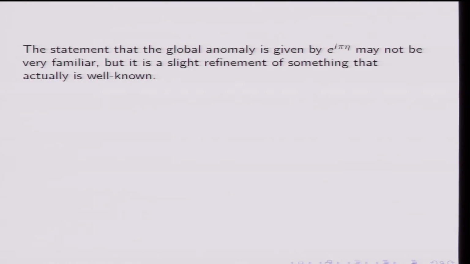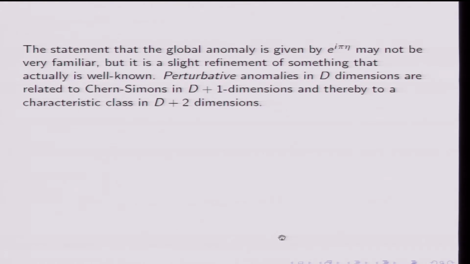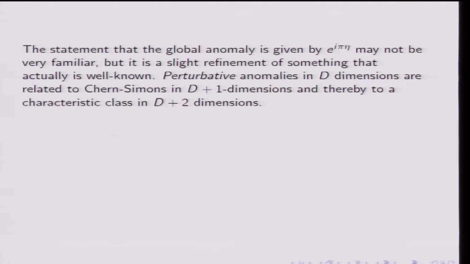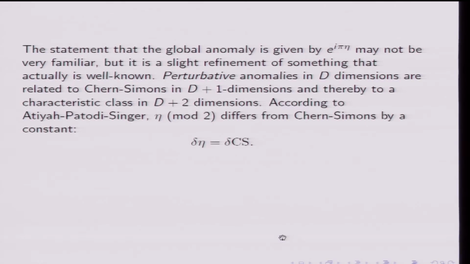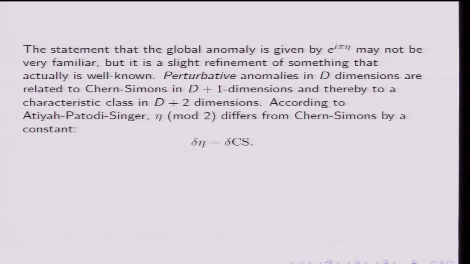Now, it's a general answer, but it's probably not that well known. So therefore, I'll point out that it's a slight refinement of something that probably you're more likely to know. A relatively well-known statement is that perturbative anomalies in d dimensions are related to Chern-Simons in d plus 1 dimensions, and thereby to a characteristic class in d plus 2 dimensions. If you're familiar with that, then my statement about the global anomaly is just a slight refinement. The reason is that according to Atiyah, Patodi, and Singer, eta is almost the same as Chern-Simons. They differ by a topological invariant, meaning that the variation of one equals the variation of the other.